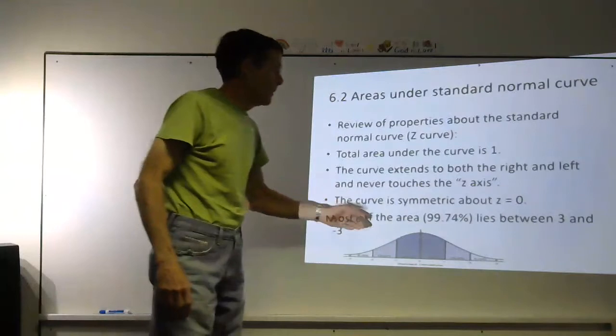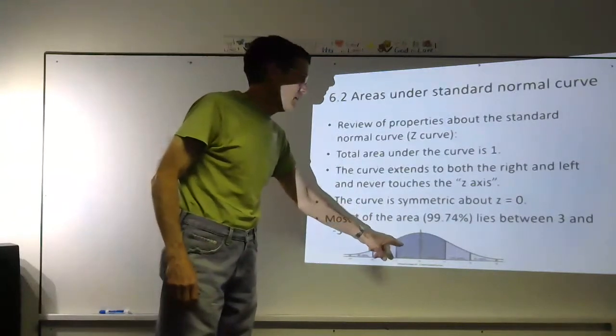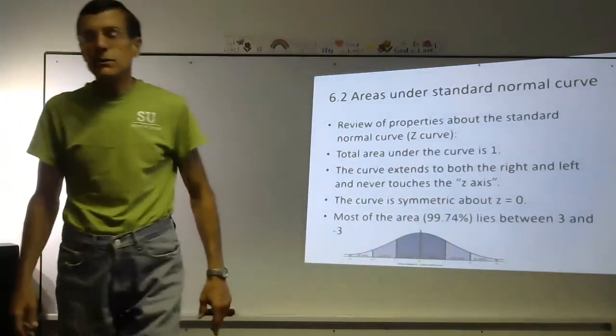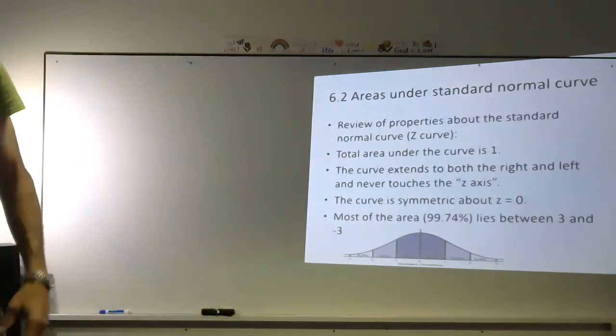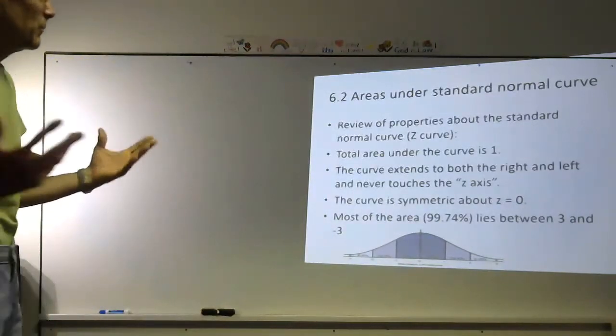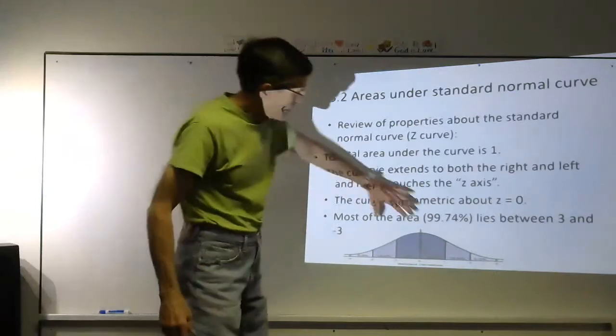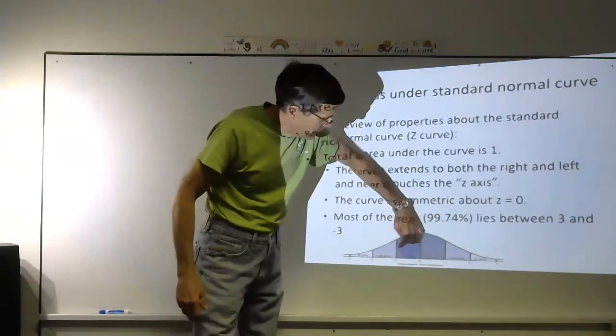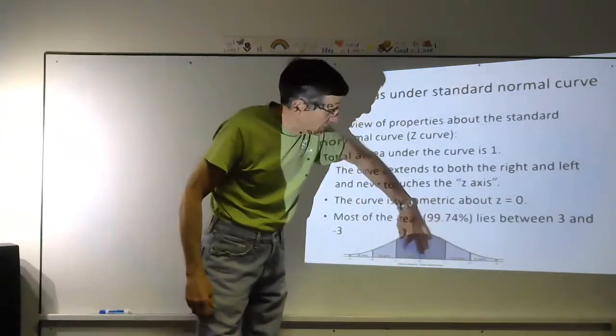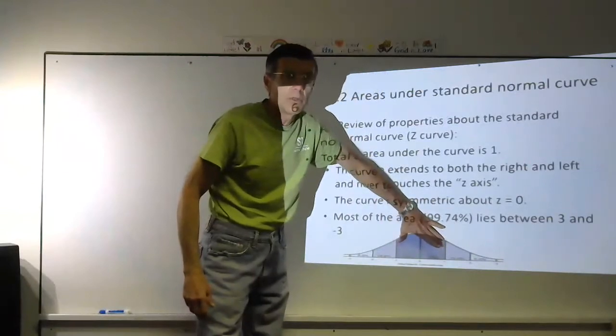Most of the area we know, 99.74% of the data is between 3 and -3, okay? Now, we can go further. As it's shown here in the colors, if you're plus or minus 1 standard deviation, we know that that's 68.26% of the data.